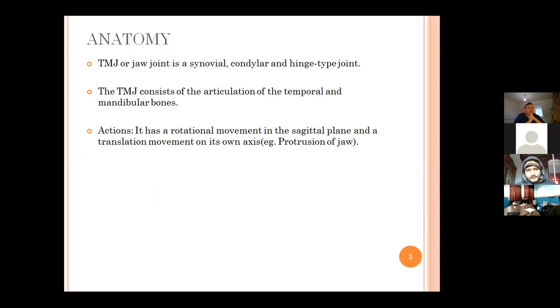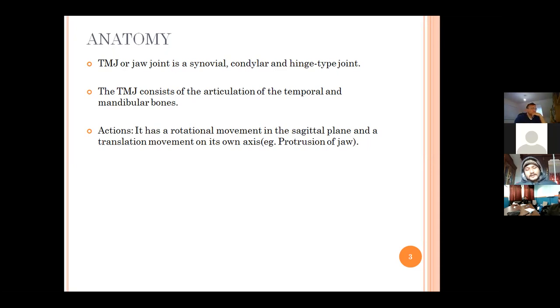So, talking about the anatomy of the TMJ, the joint is a synovial, condylar, and hinge type of joint. It consists of the articulation of the temporal and mandibular bones. There is the articulation between the condyle of the mandible and the mandibular fossa of the temporal bone. So the TMJ has many life-sustaining functions.